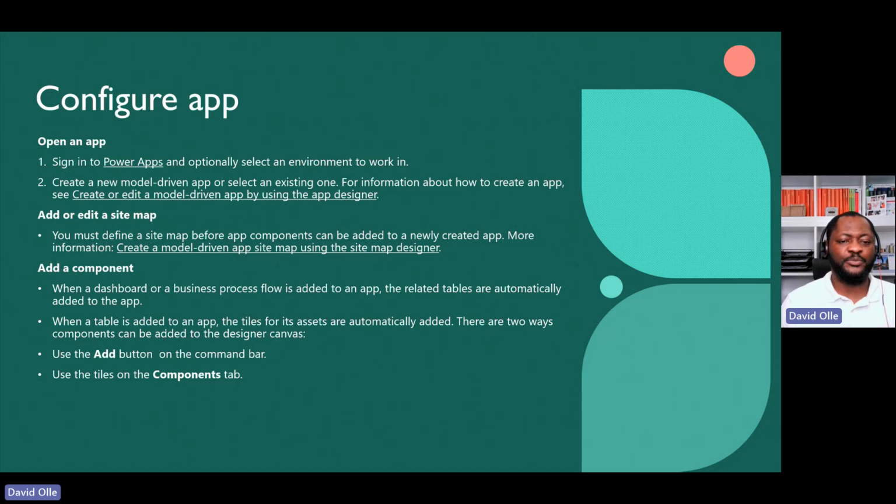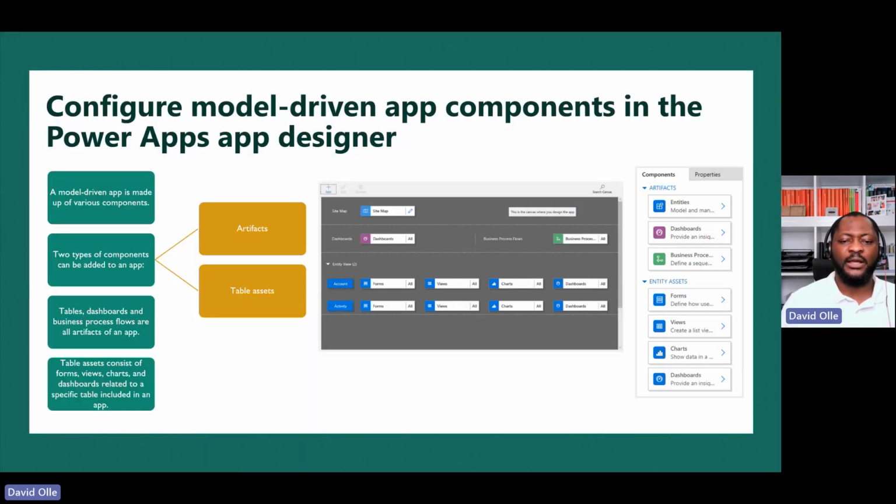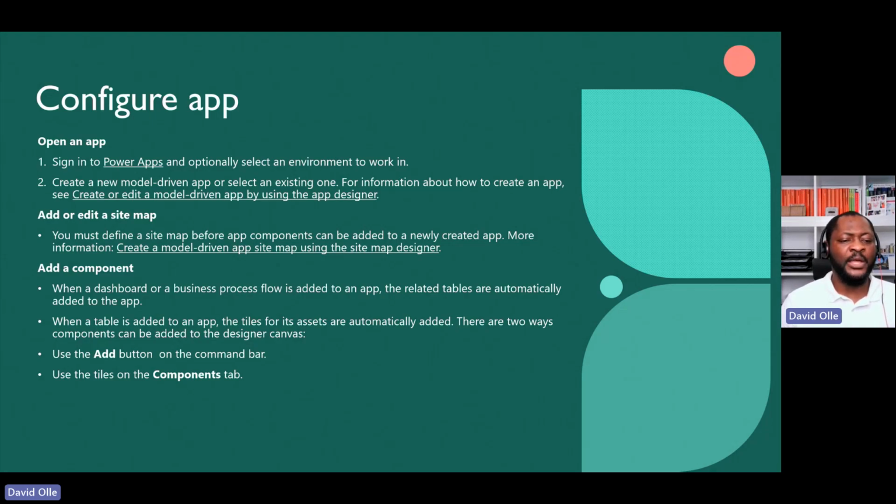So when a dashboard or a business process is added to an app, the related tables are automatically added to the app. In other words, if you add a dashboard or a business process, these additional bits are added automatically as well. When the table is added to an app, the tiles for its assets are automatically added as well. So if you add a table here, these assets are also automatically available for you to add, and you can toggle the ones that you want to add and the ones that you want to take out.